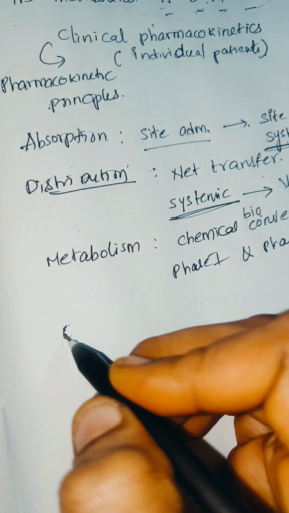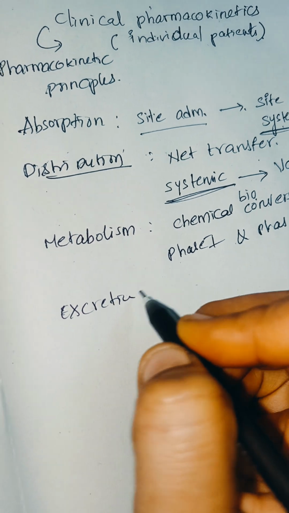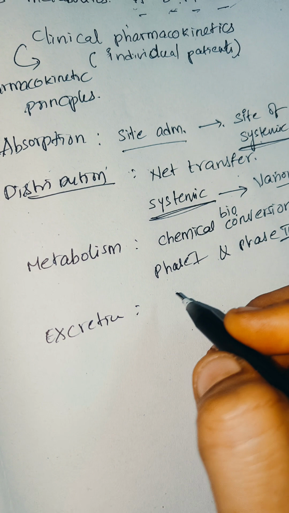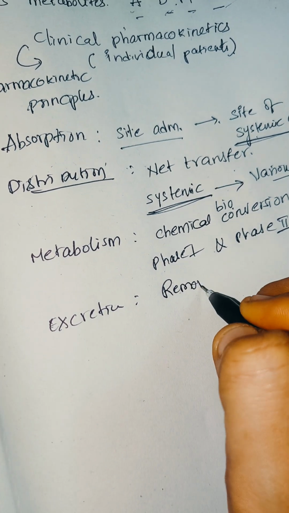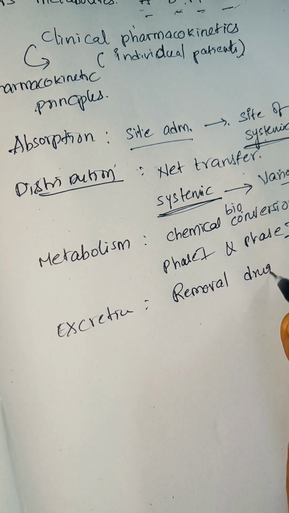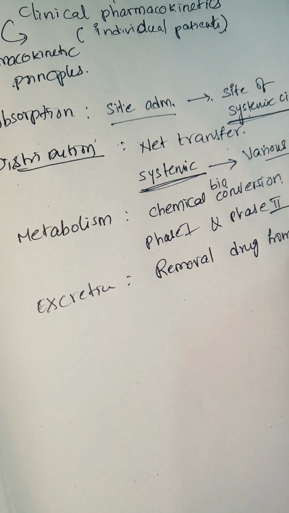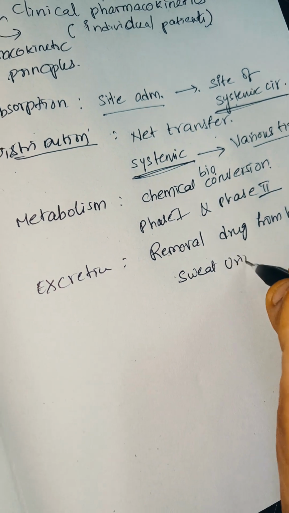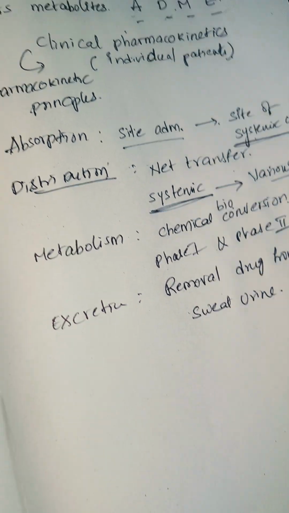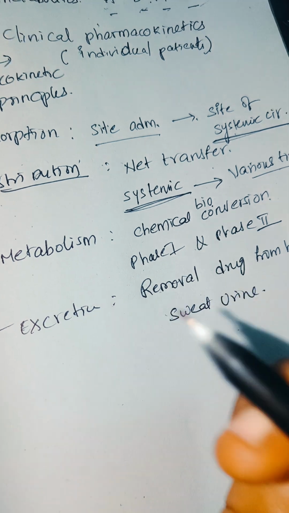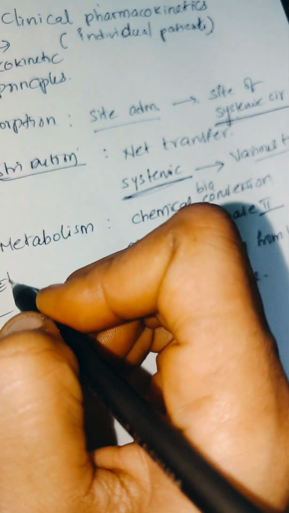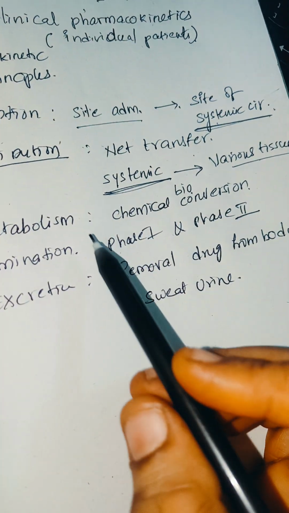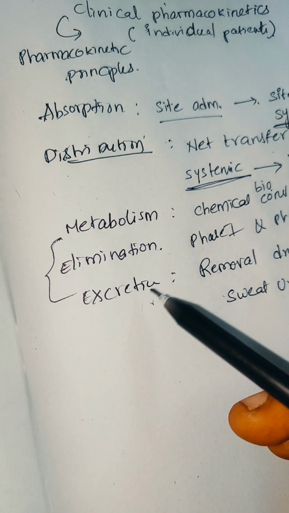Then finally, what is excretion? Excretion clearly says removal of drug from the body, either by means of sweat, urine, etc. Metabolism and excretion can be collectively called elimination.